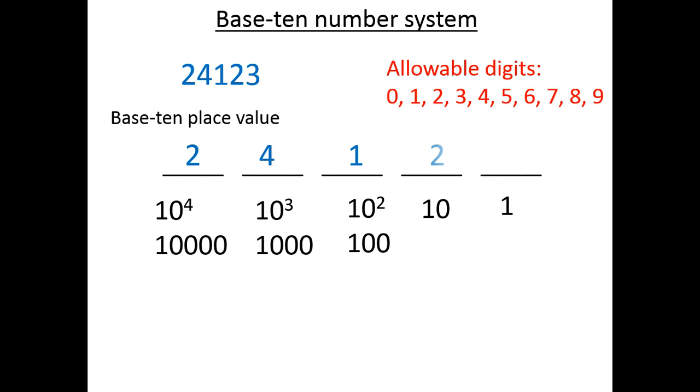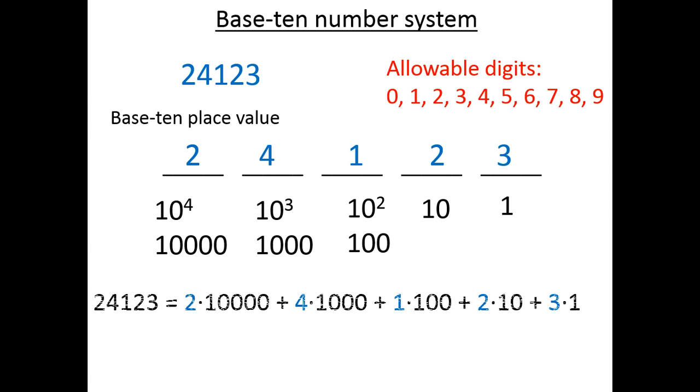So this number that we know of as 24,123 really represents 2 groups of 10,000, 4 groups of 1,000, 1 group of 100, 2 groups of 10, and 3 groups of 1. That's what we said we would call expanded form for a number. And we also saw that we can use expanded form for numbers in other number bases as well.